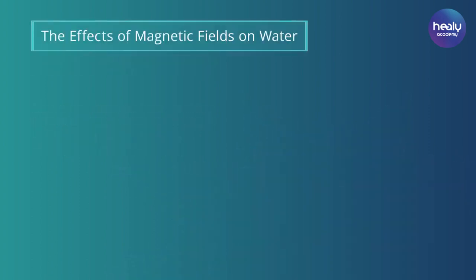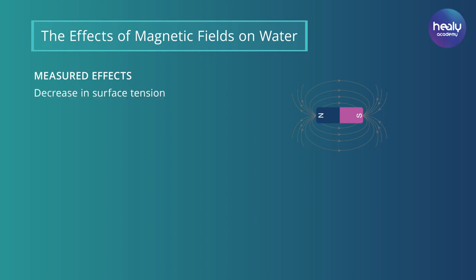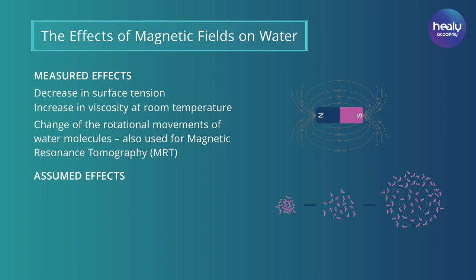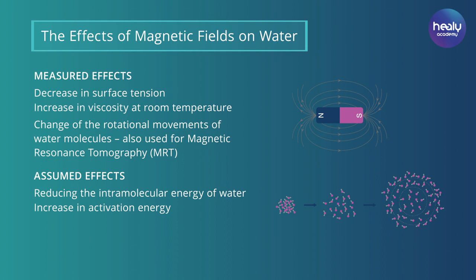The effects of magnetic fields on water. Electromagnetic fields also interact with the charged poles of the water molecules and can thus not only reduce the surface tension mentioned above or influence the viscosity, i.e. the flow behavior at room temperature, but are even able to influence the movement, orientation, and rotation of the molecules. This is a fact that we utilize in magnetic resonance tomography, for instance. In addition, there are numerous other hypothesized effects, such as a possible decrease in intramolecular energy, an increase in activation energy, and changes in the size of the water clusters that are formed.